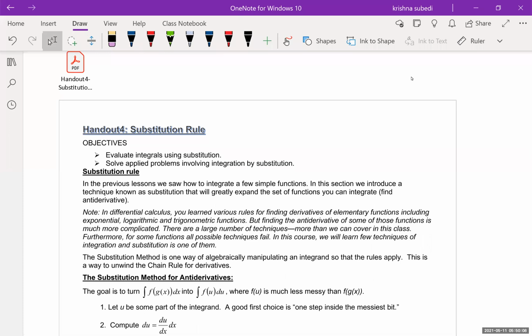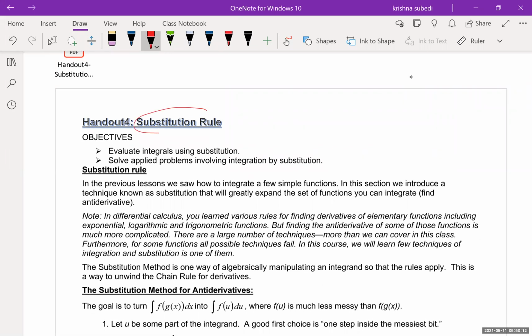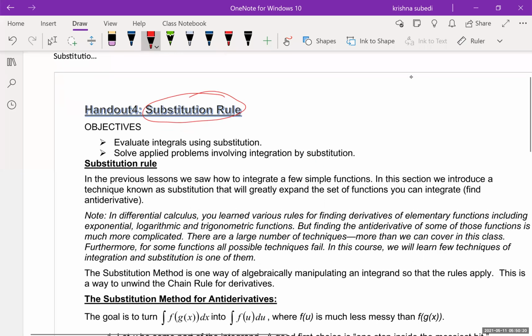So in this section, we will focus our attention on substitution rule. Okay, so we have two objectives. One is you will be able to evaluate integrals using substitution rule, and you will be able to solve applied problems involving integration by substitution.